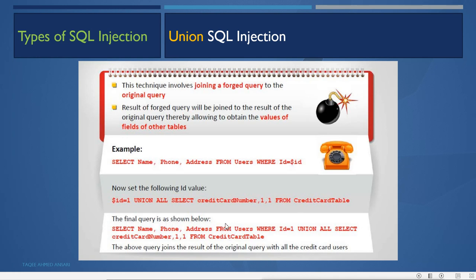Now the final query is shown like this: select this from users where ID is equal to 1, then union all select credit card number from credit card table, and our query joins the result of the original query with all the credit card users. So the result for the first query will come, and it will also show the result for the next query. It says union all.